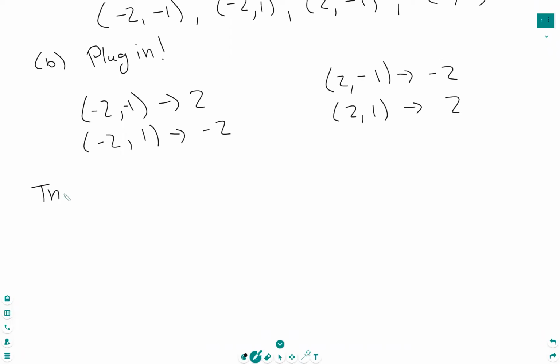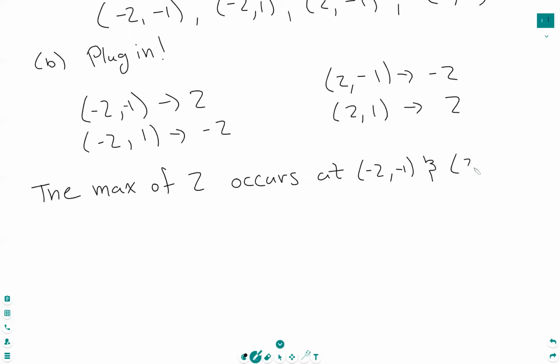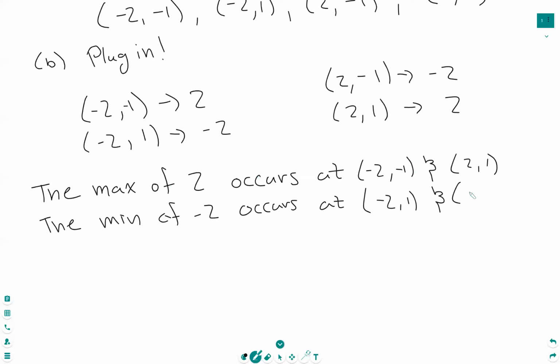So the max of 2 occurs at negative 2, negative 1, and 2, 1. The min of negative 2 occurs at negative 2, 1, and 2, negative 1.